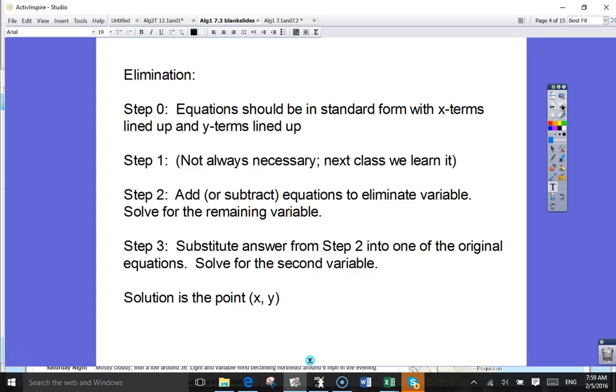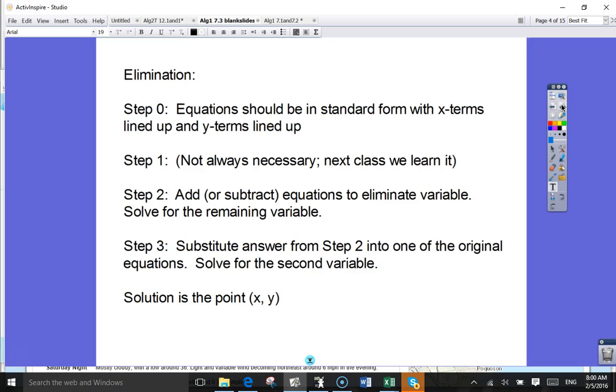Okay, here's the steps for elimination. So I put in a step 0 because before you can even get started, you've got to have the equations in standard form. We know what that means. With the x's lined up and the y's lined up, right? X's on top of x's, y's on top of y's. That's always the starting point for elimination. So you wouldn't go to the next step until you've got both equations in standard form.